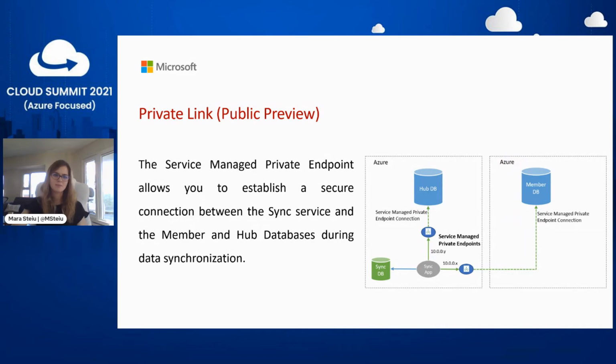One last thing that I wanted to mention about sync is that you have a private link as well, which is being used for the sync service to connect to your hub and member databases. And this offers a secure connection. However, you can only use sync private link if your member and hub databases are all hosted on Azure SQL and in the same cloud type. So basically all of them in the public cloud or all of them in the government cloud.